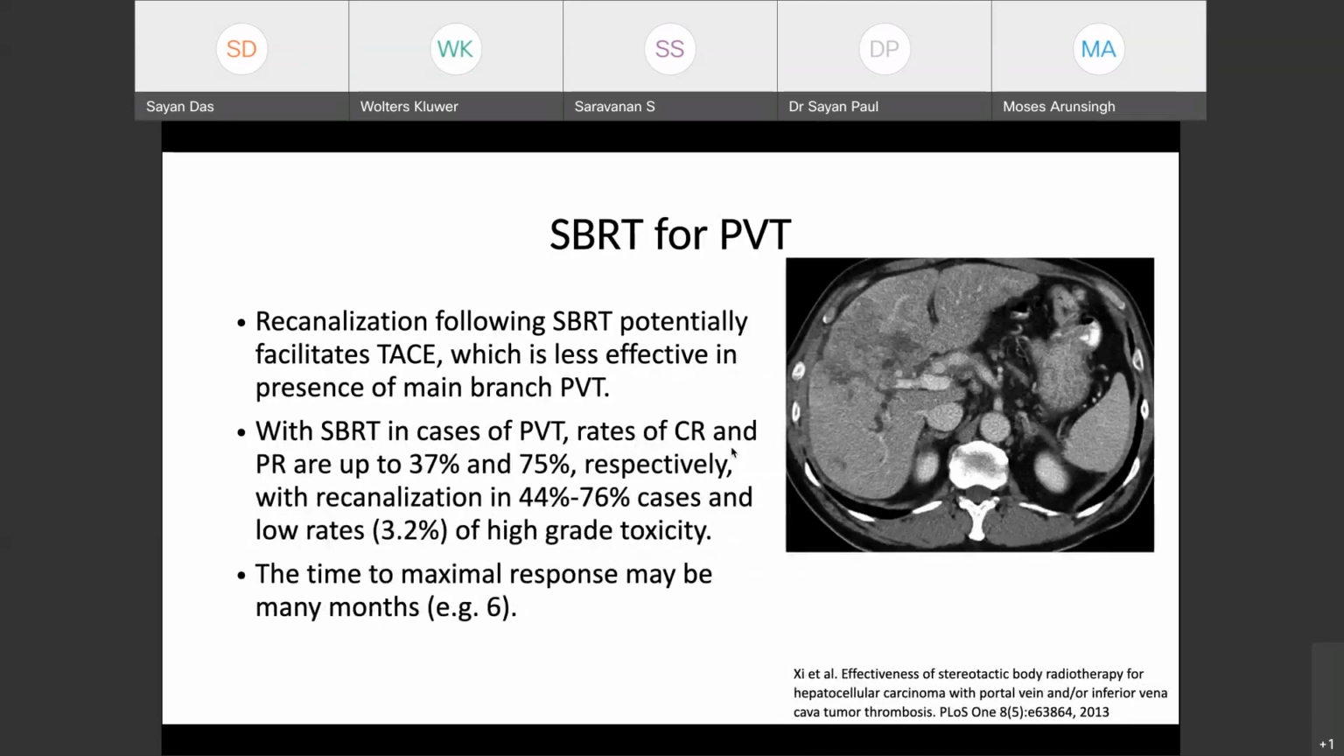What about patients with portal venous thrombosis? Well, recanalization following SBRT potentially facilitates TACE. So here you give SBRT first, and once there is recanalization, the patient can be taken up for TACE. Again, the CR rate is around 37% and the PR rate is around 75% if you use SBRT with portal venous thrombosis. However, it can take a few months to achieve a maximal response.